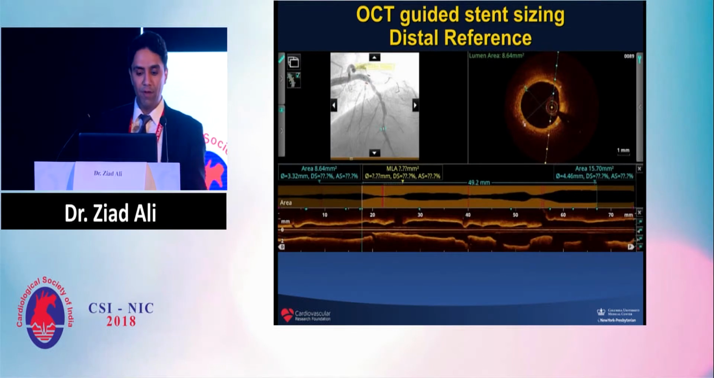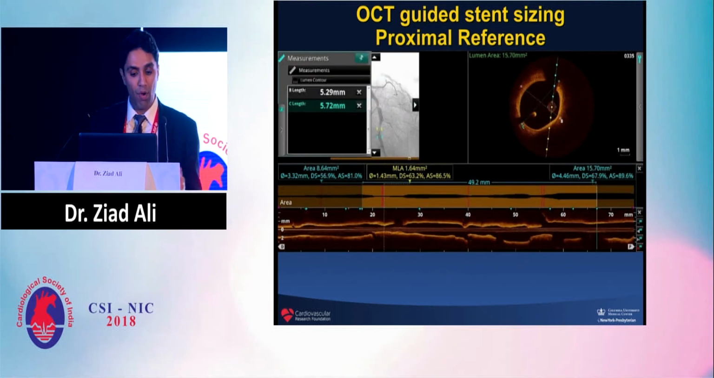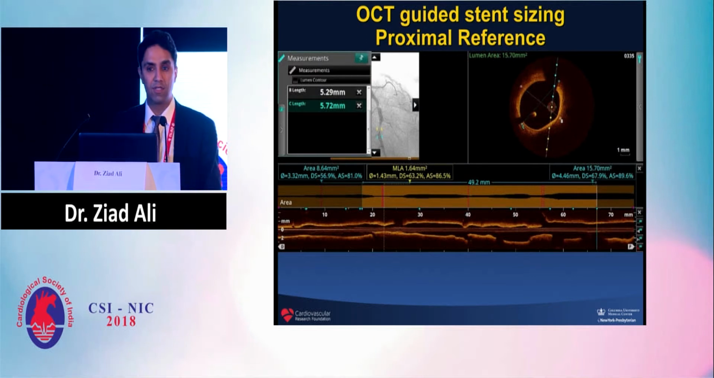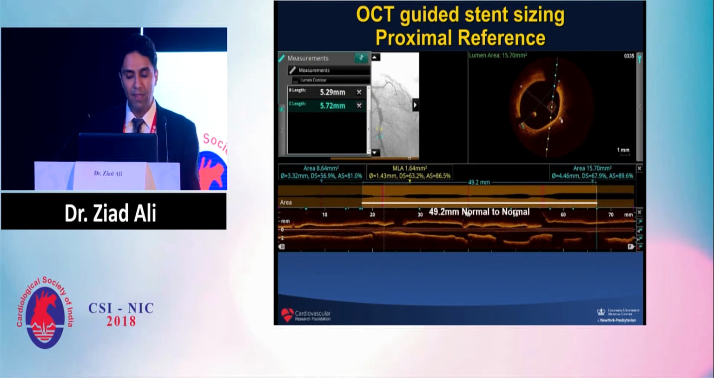So here you can see that in the end I ended up performing OCT, and where I'd planned to put a 2.75 distally, it turns out the artery is almost 4 millimeters. And as a result, I would have been grossly undersizing my stent. And at the proximal reference, you can actually see that this artery is almost 5 millimeters. And this is the major benefit of intravascular imaging. It allows you to put a tailor-made suit into the artery instead of a suit off the rack. But there's more to this.